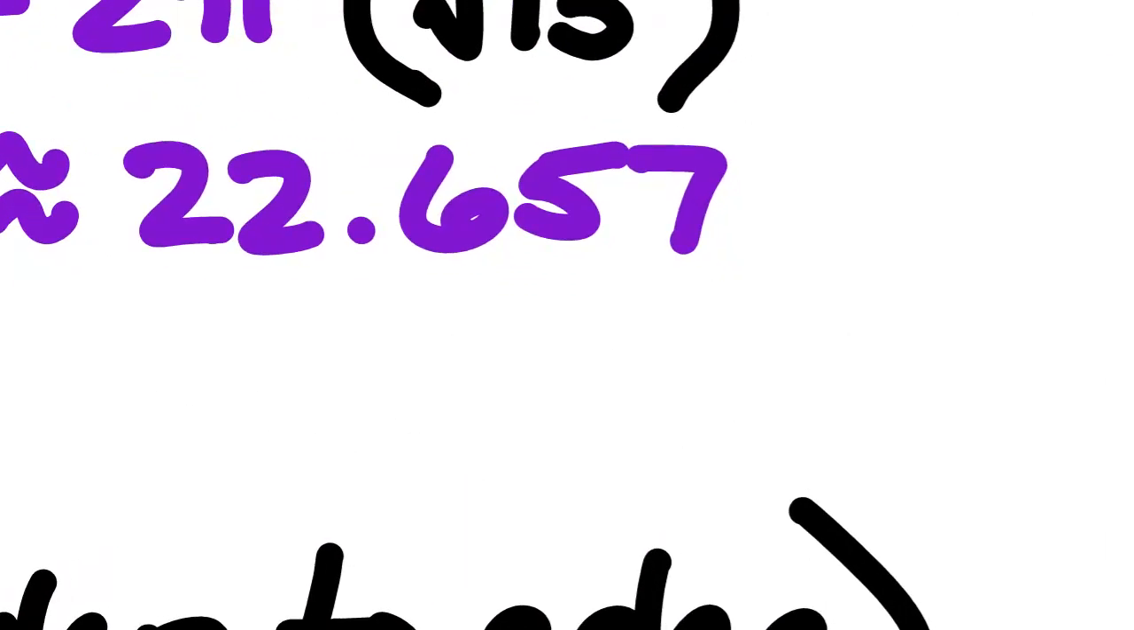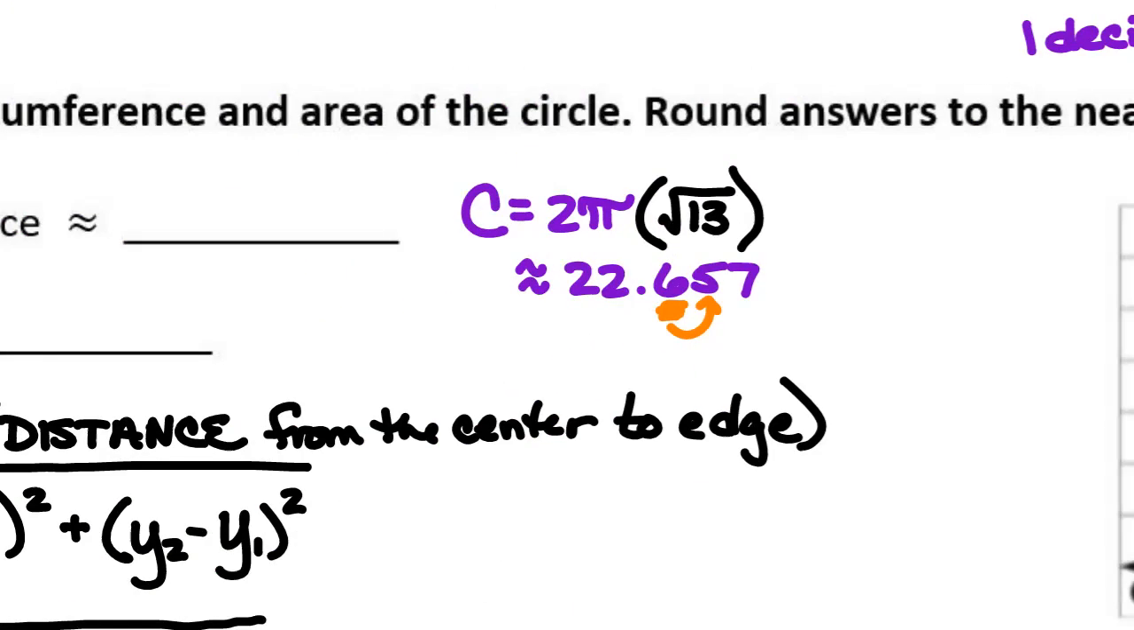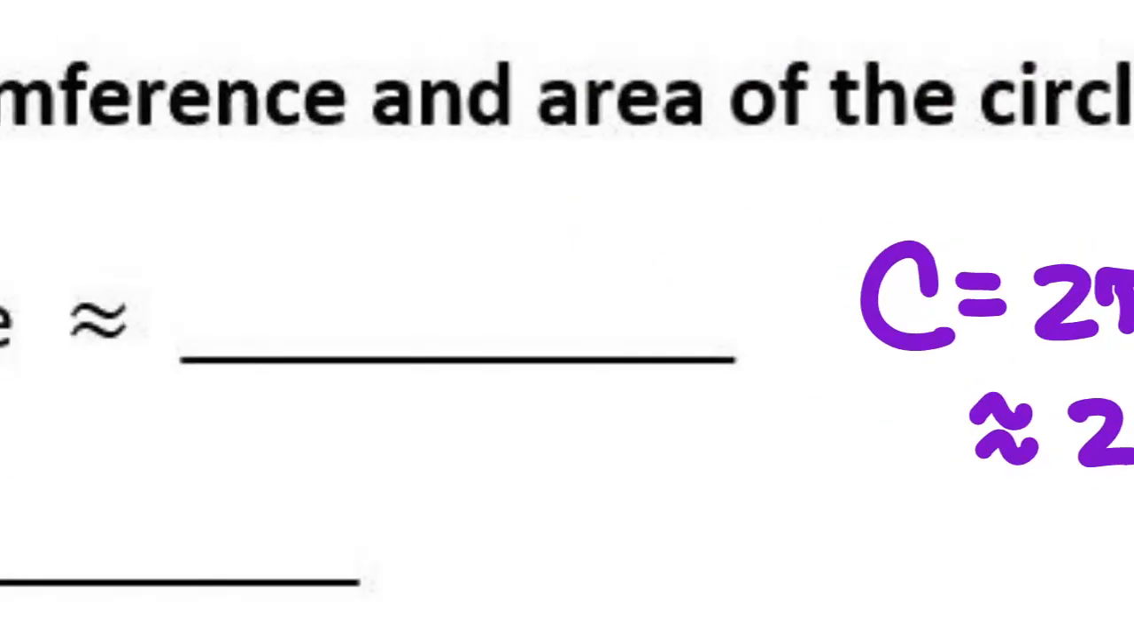So I'm going to round to just 1 decimal place, which means right here. So I look at the number that is right after it. It's a 5. That means I'm going to round up. So I would say 22.7 for my final answer here.